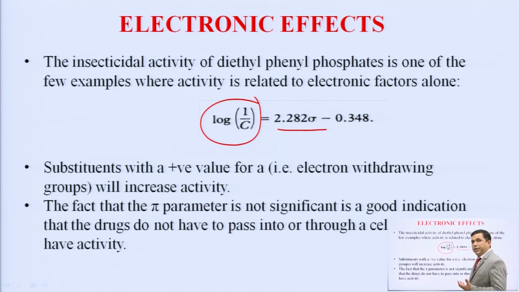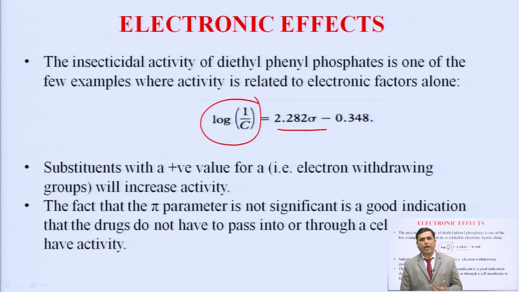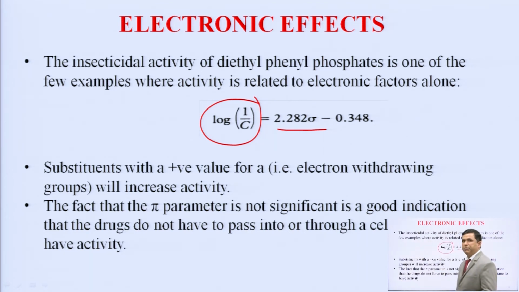If the sigma value is positive, what does that mean? It means electron withdrawing groups. So, in this study, for insecticidal activity, we have to choose the positive sigma values. Positive sigma values mean electron withdrawing groups, and these electron withdrawing groups increase the biological activity. Okay, so what is the result?